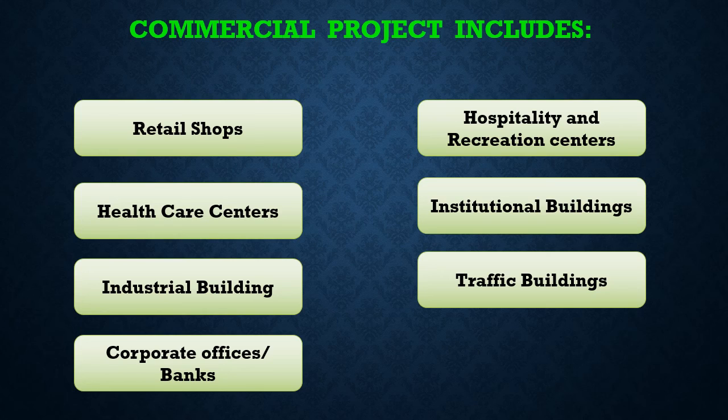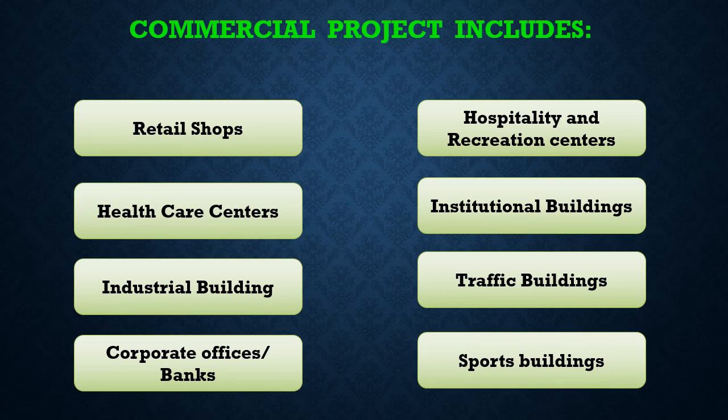Traffic buildings are related to all the traffic and transport agencies like airports, bus stations, subway stations, metro stations, all come in the traffic building. Next is the sport buildings. It includes gyms, indoor and outdoor games areas, swimming pools or rooms, and all the stadiums.